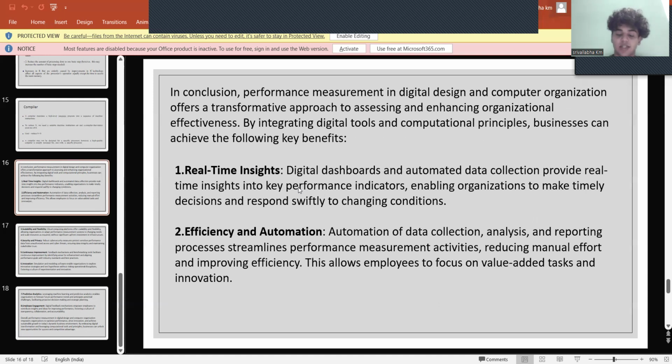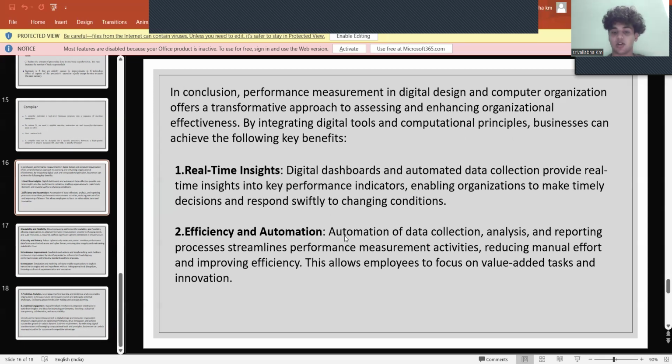First one is real-time insights. Digital dashboards and automated data collection provide real-time insights into key performance indicators, enabling organizations to make timely decisions and respond swiftly to changing conditions. This is the real-time insights. They need to report the performance of the given computer in real time.